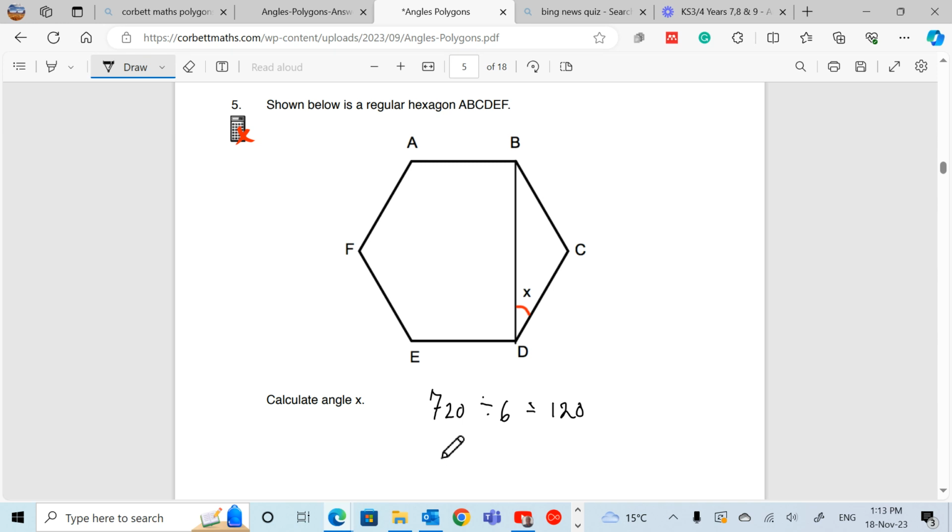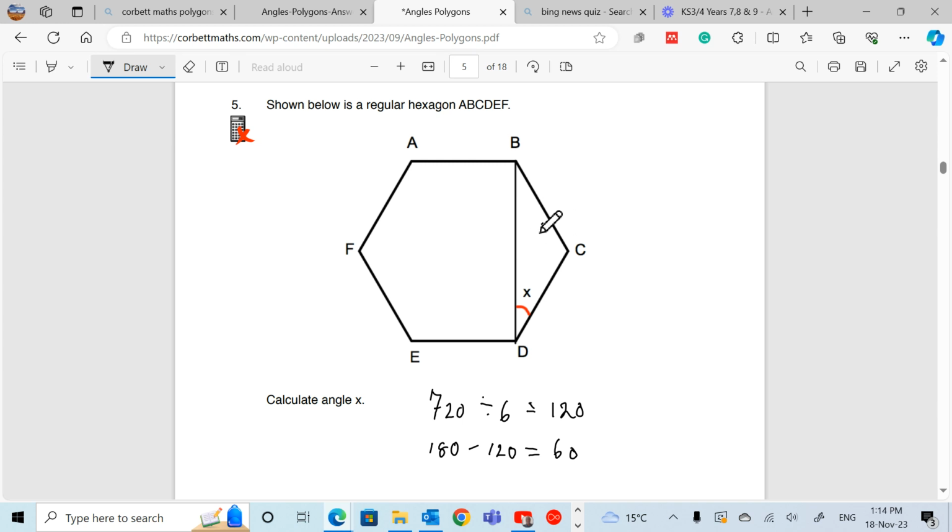180 degrees in each triangle. So the sum of the interior angles of a triangle, 180 degrees, minus the size of each interior angle, which is 120. So that gives us 60 degrees. So 60 degrees. And we have to calculate the size of angle X.